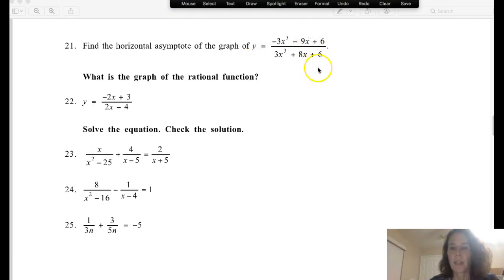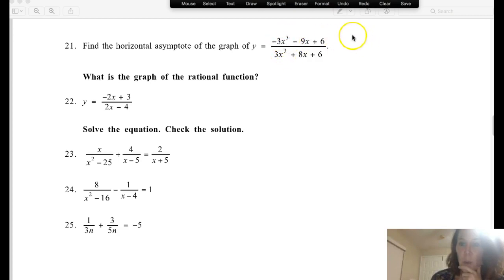Okay, this one didn't ask me to find the vertical asymptotes, which I could do by looking at my denominator. Where is x not able to go? It asked me for my horizontal asymptotes. So here's our rule. You're going to look at the degree of your polynomial.